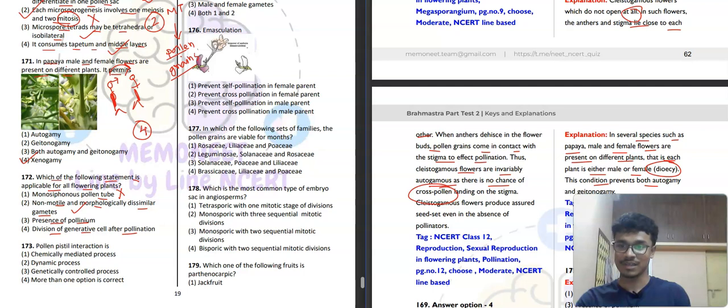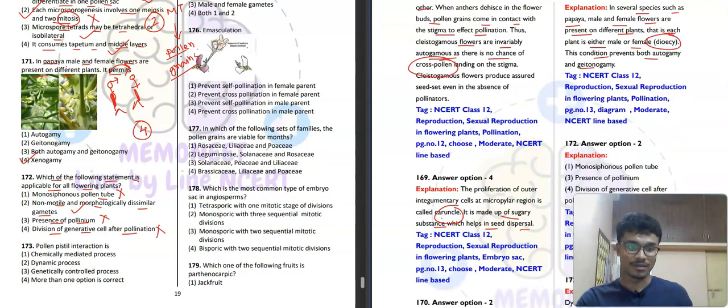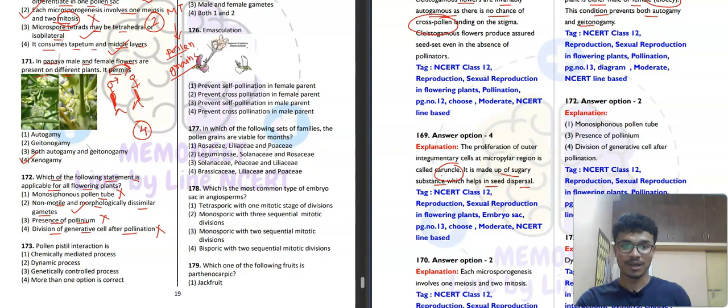And the next one is presence of pollinium. Pollinium is not present in all flowering plants, and division of generative cell after pollination is also not present in all flowering plants. That's why the statement applicable for all flowering plants is the second option, that is non-motile and morphologically dissimilar gametes, male and female gametes. So the second option will be our correct answer for this question.